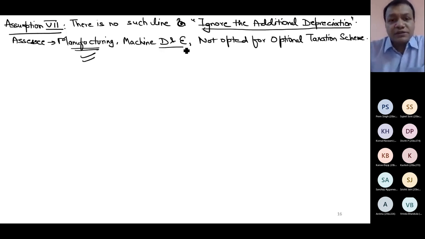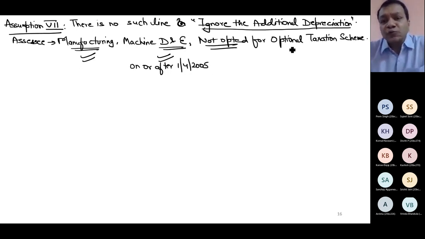Yes. Machines are new. Yes. These are installed or acquired on or after 1st April 2005. Yes, because these are acquired in 2020-21, so of course it is on or after 2005. I have not opted for optional taxation. That means I can claim additional depreciation if it is available. And yes, it is available. How will I do it now?